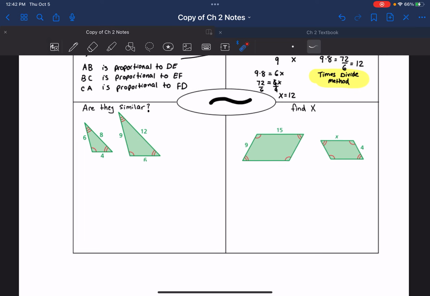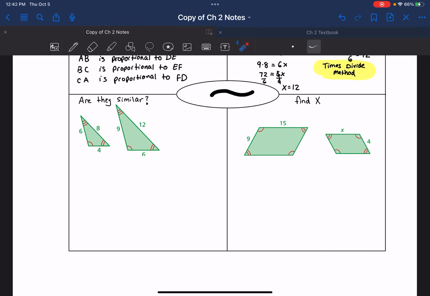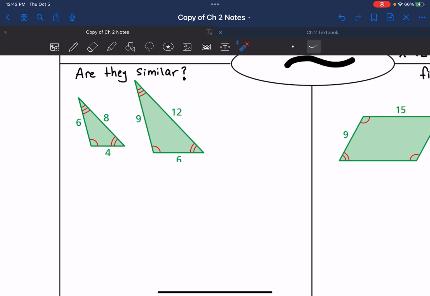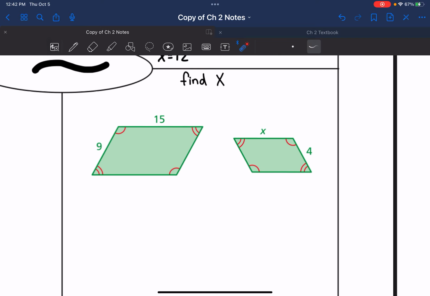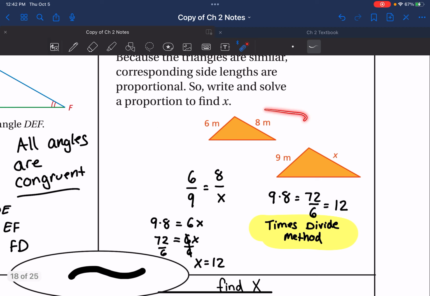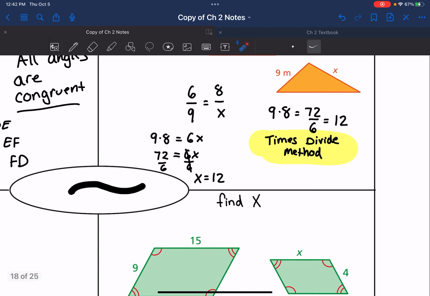I've got 2 more examples down here. This one is saying, are they similar? So we have to prove if they are or not. And then this one says find x. I want us to skip the are they similar for now, and let's just go straight to the find x, okay? Find x is very similar to what we just did right here. They are similar, find x.